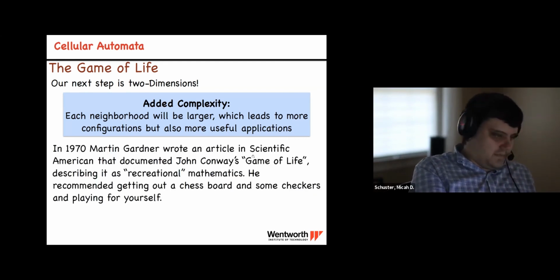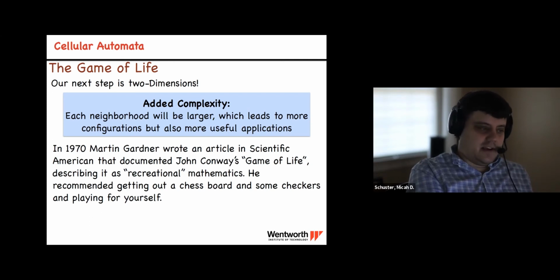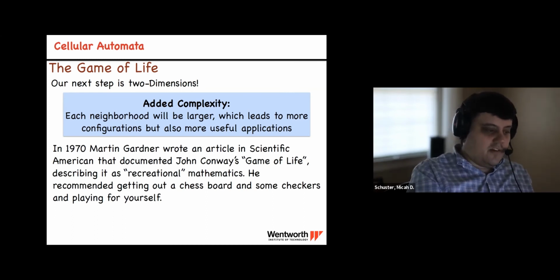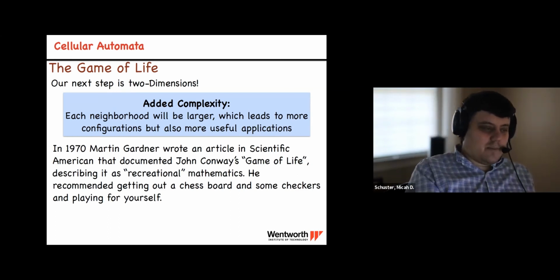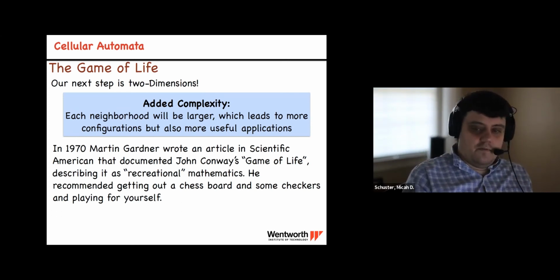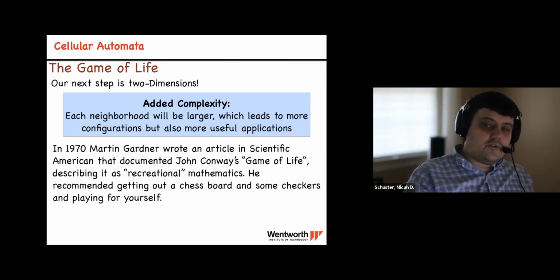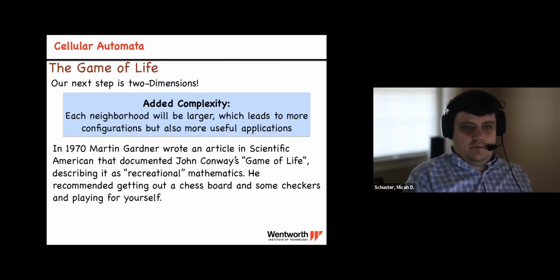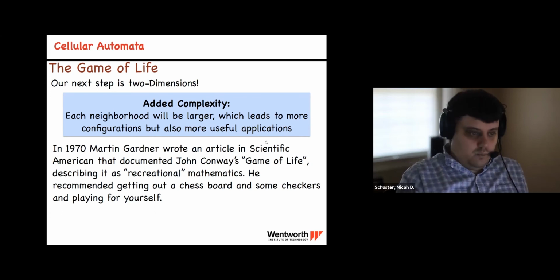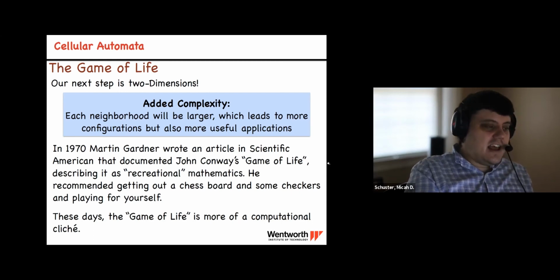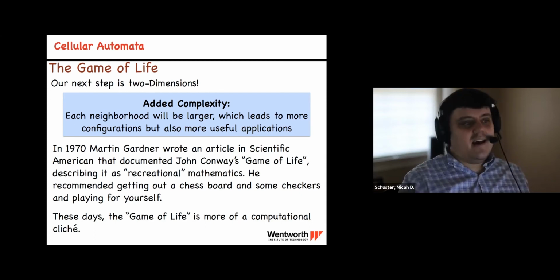So in 1970, this is when I mentioned John Conway's Game of Life came around. The actual paper on this was written by Martin Gardner in Scientific American, and it documented John Conway's Game of Life, and it described it as recreational mathematics. Maybe not something you see all the time when describing mathematics, but he recommended getting out a chessboard and some checkers or something and playing for yourself. So the rules will be simple enough to play by hand, which is what I mentioned earlier. That's what John Conway did when they were figuring out what the rules should be. They were literally doing it on pieces of paper. So these days, Game of Life is more of a computational cliche.